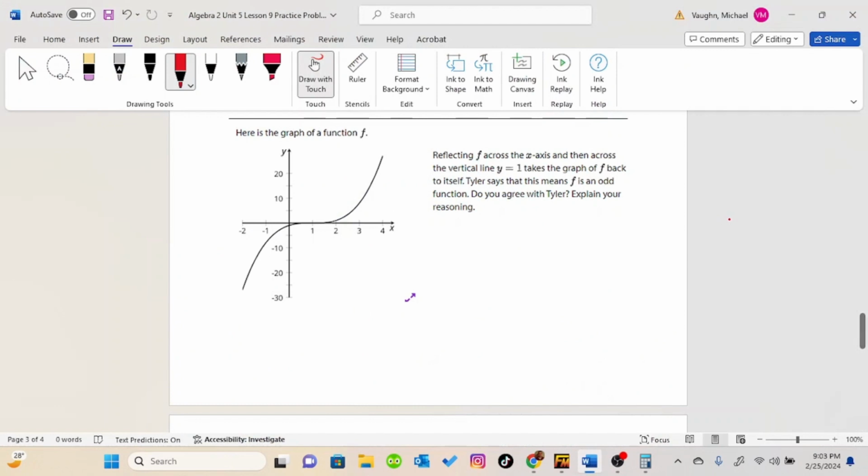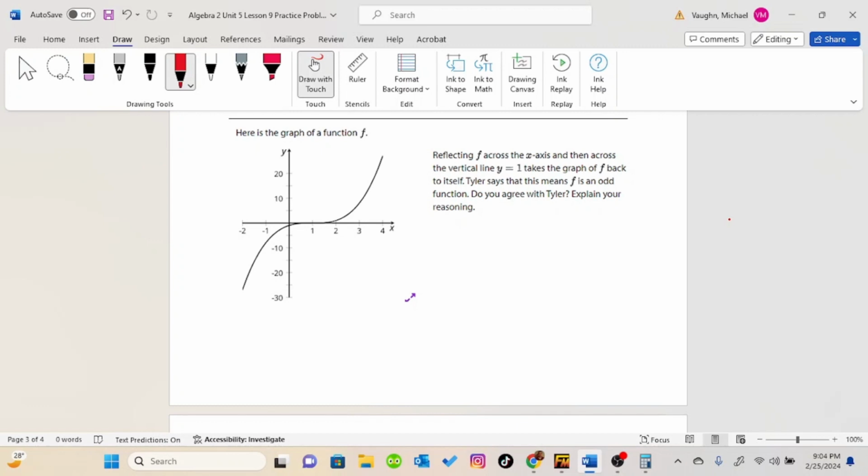Here is the graph of a function f. Reflecting f across the x-axis and then across the vertical line y equals 1 takes the graph of f back to itself. Tyler says that this means f is an odd function. Do you agree with Tyler? Explain your reasoning.